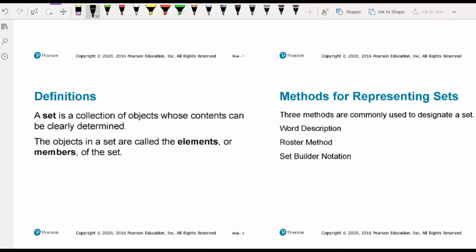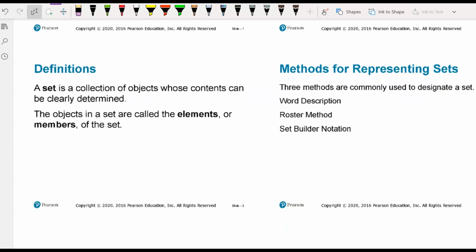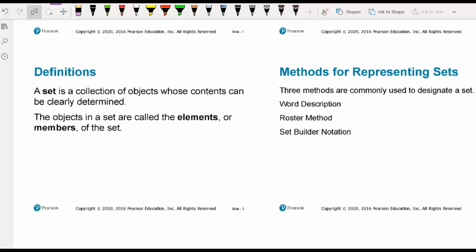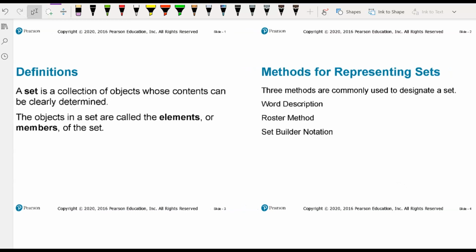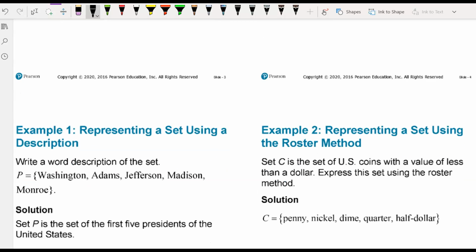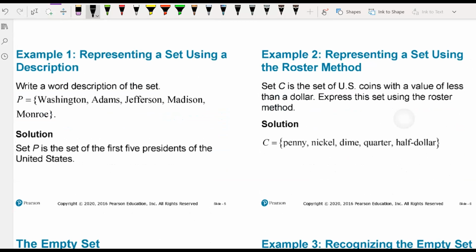All right, we're going to go over some definitions. A set is a collection of objects whose contents can be clearly determined. The objects in a set are also called elements or members of the set. So we have word description, roster method, and set builder notation. We're going to do an example of each of those.